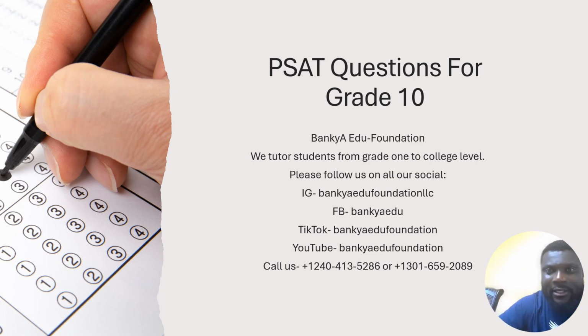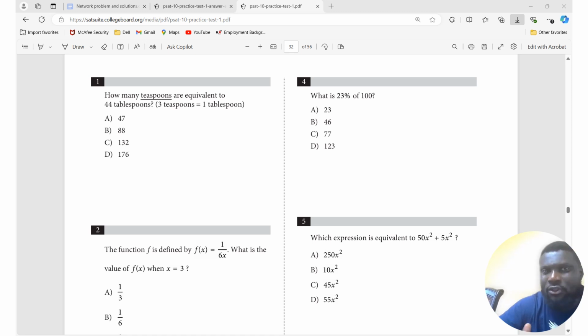We have 10 questions here. Let's start with the 10 questions. So the first question is, how many teaspoons are equivalent to 44 tablespoons? Now we have a question that says 3 teaspoons is equal to 1 tablespoon.